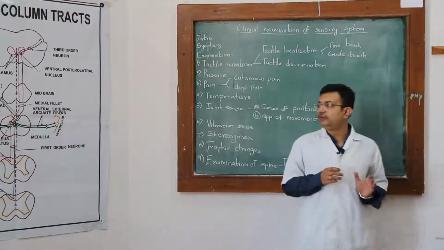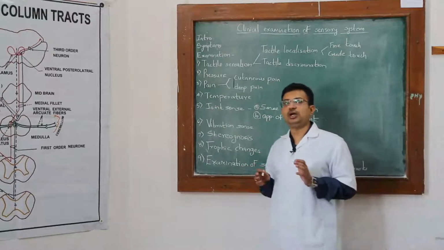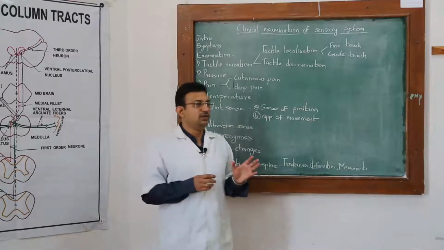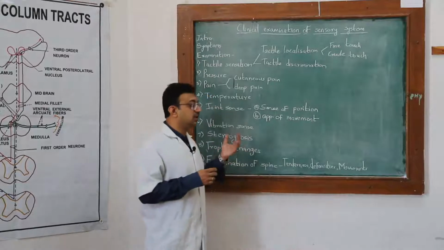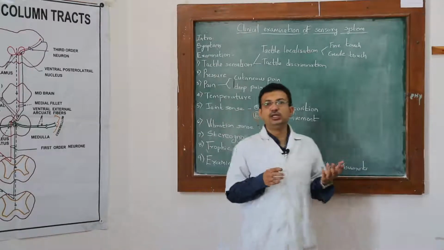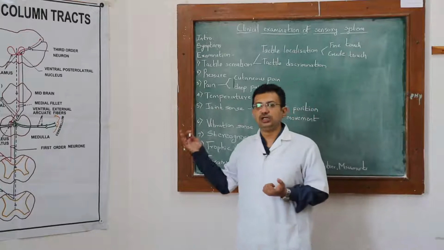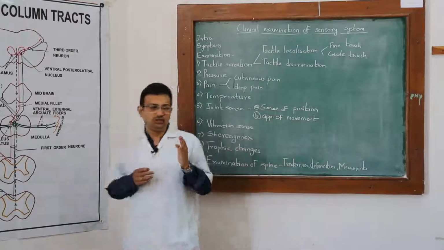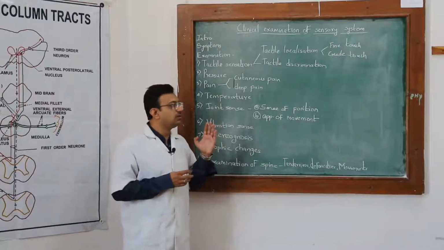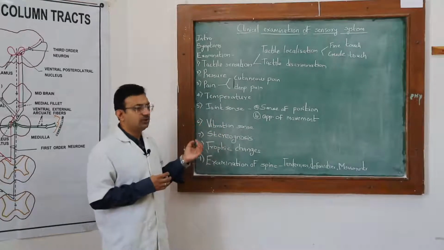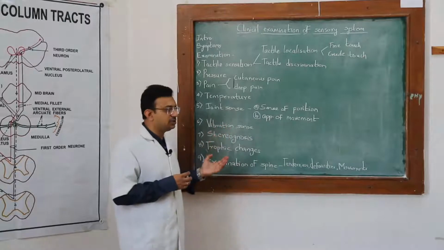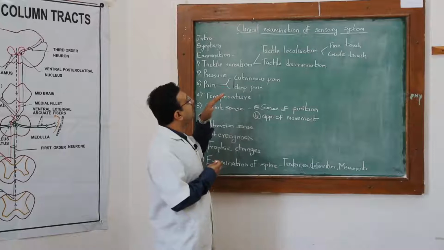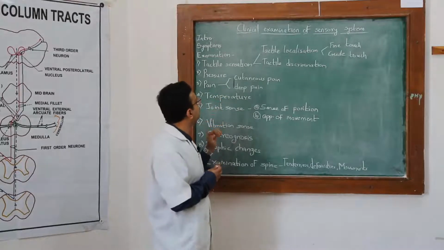Now by rule, for all this examination, the eyes of the subject should be closed. He should not open his eyes, because if he keeps his eyes open, then he will be able to see. So whatever we are going to do, the main thing here is he should close his eyes and he should give the reply to whatever questions we are asking. So in tactile localization, we have fine touch and crude touch.